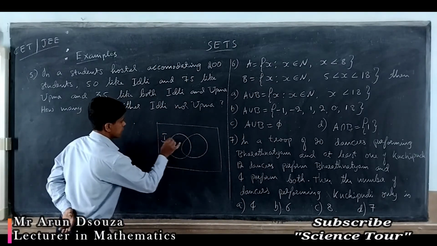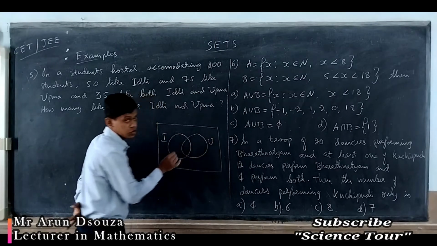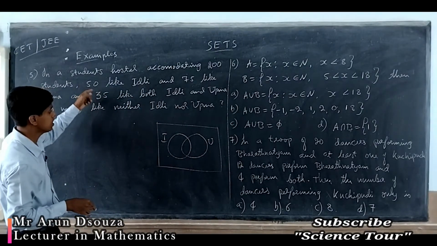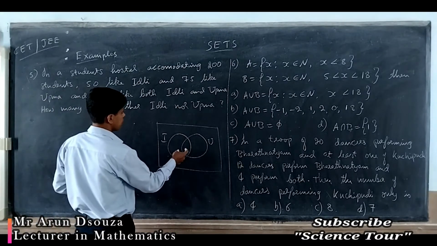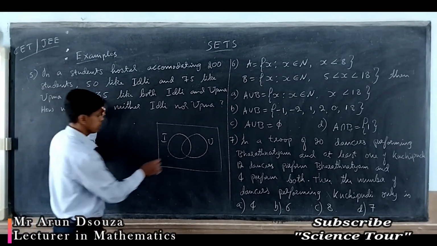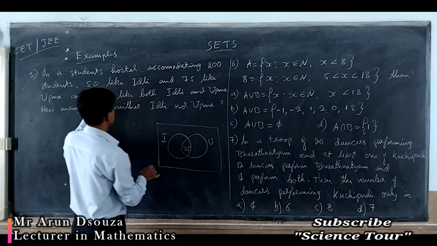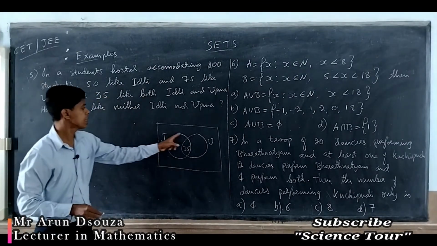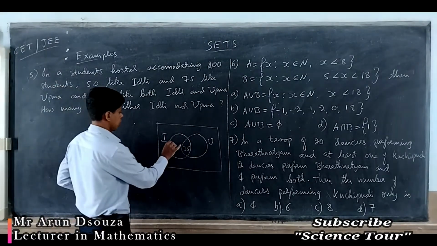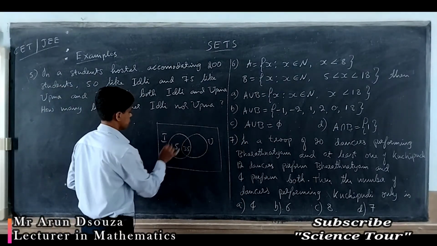Okay, so this is idli, this is upma, let us say A and B. Now 50 like idli. How many are in both? 35 like both. Out of 50, 35 are in the intersection, so only 15 are here. This is the way you should write.